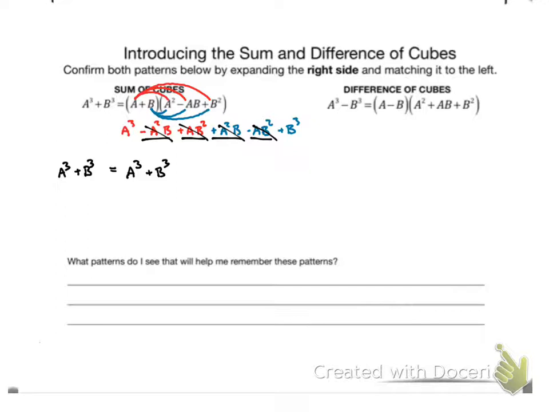Which makes it easier for us when we want to factor. We can skip a whole bunch of steps. And now confirming the left-hand side. So we want to start off doing the claw method again.